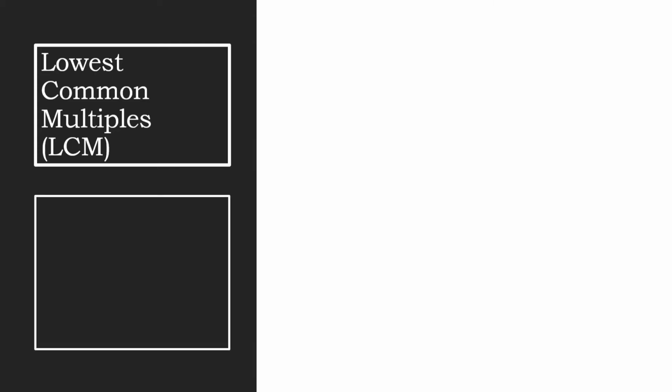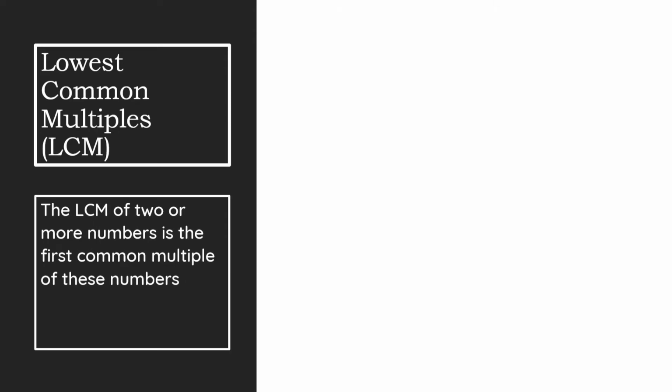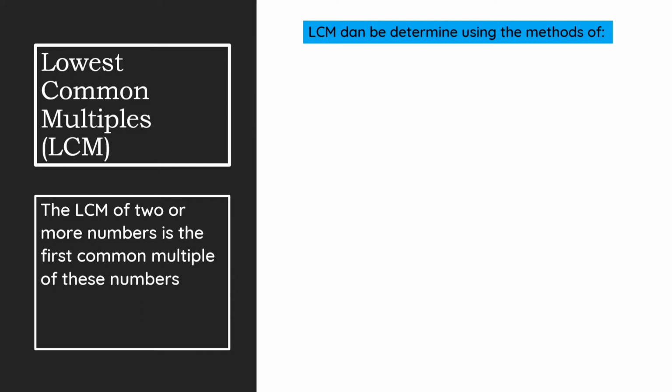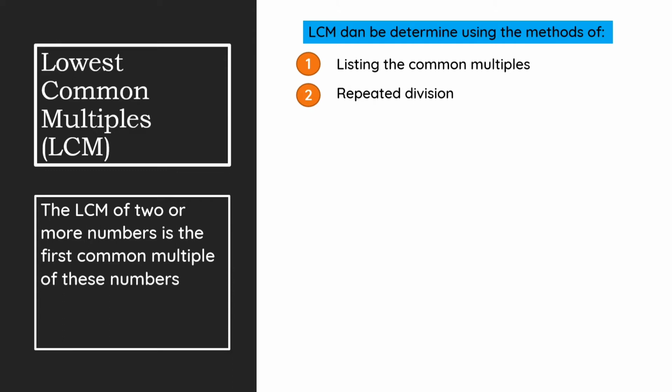Lowest common multiples, LCM. The LCM of two or more numbers is the first common multiple of these numbers. LCM can be determined using the method of 1. Listing the common multiples. 2. Repeated division. 3. Prime factorization.